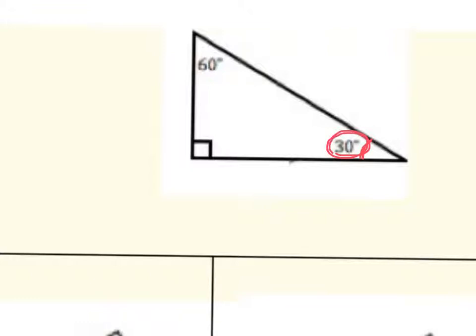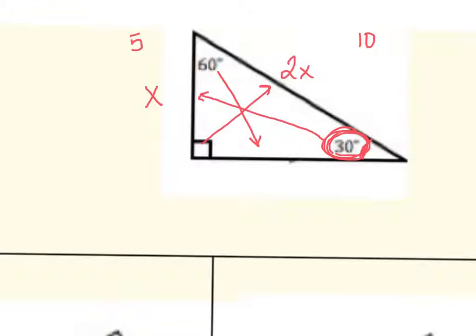Remember when we have a 30-degree angle, and it's the smallest angle in the triangle, the side that's across from that angle is also going to be the smallest side. So we're going to call that X. The side that's across from the right angle, otherwise known as the hypotenuse, is always going to be twice that measure. So if X was, say, 5, then the hypotenuse would be 10. And then the side that's across from the 60-degree angle is going to be X root 3. So this side would be 5 root 3, okay, if those were our measurements.